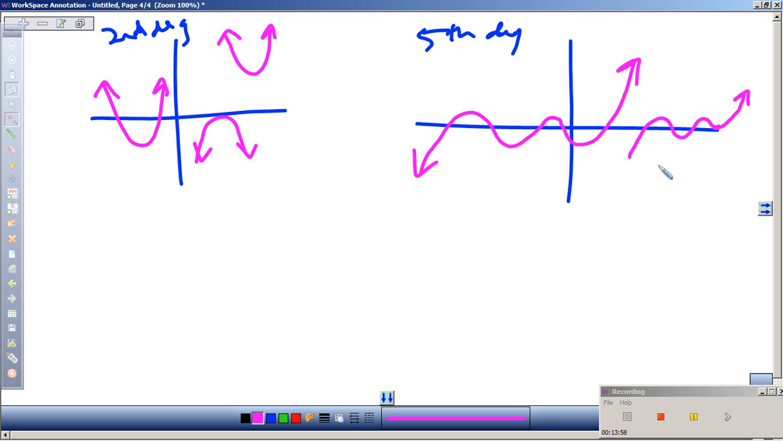Yeah, if it's odd or even. If it's odd, what's the minimum number of zeros you could have? 1, right? Because one side is going up, one side is going down. It's got to cross the middle somewhere. If it's even, what's the minimum?